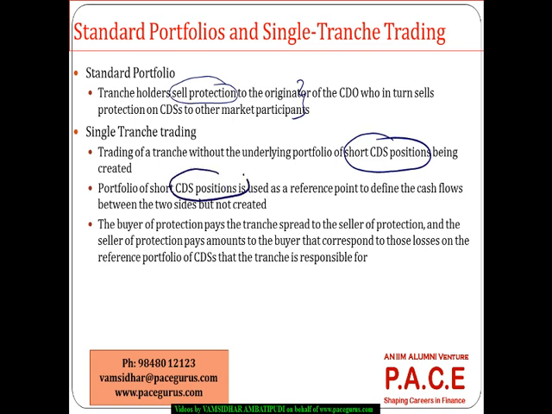The portfolio of short CDS positions is just used as a reference point to define the cash flows, but it is actually not created. So the buyer of the protection is paying the tranche spread to the seller of the protection, and in case the reference portfolio is defaulting, the seller of the protection is paying the amount to the buyer. Whatever are the losses on that reference portfolio of the CDSs, that is being paid. So there is a kind of innovation that is happening step after step, which has finally resulted in CDO trading arriving at single tranche based trading itself.